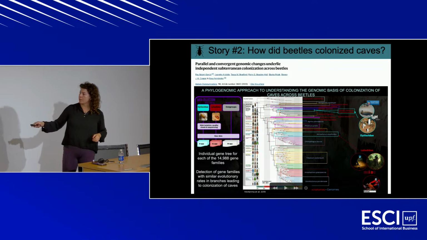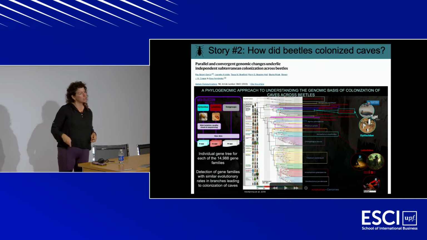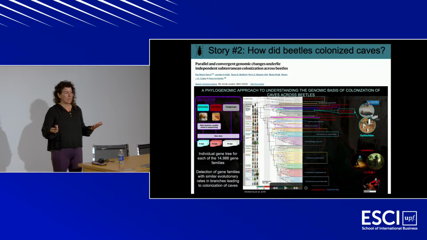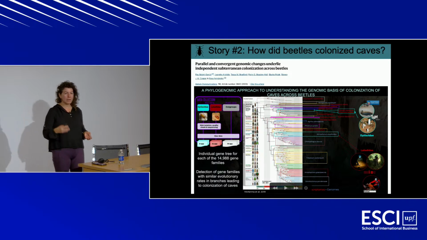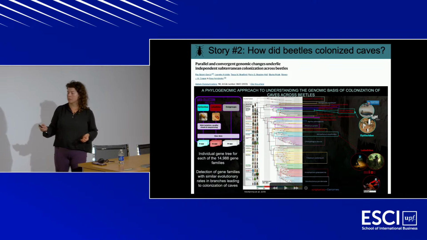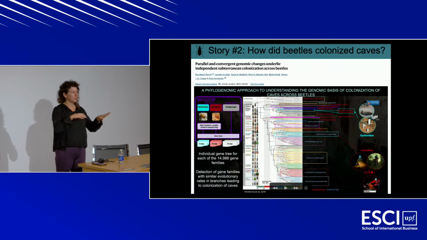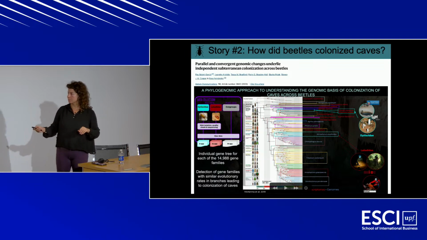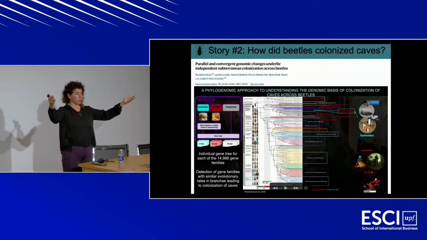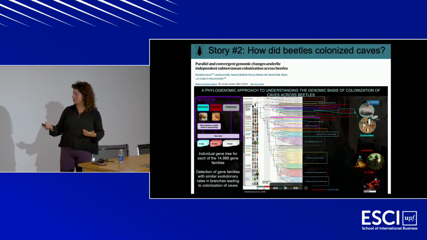And we ended up with almost 15,000 gene families to analyze. And what we did is apply phylogenetic comparative methods to understand which of these gene families changed in a similar manner in each of the 6 independent colonizations, either by expanding their copy number or reducing their copy number.